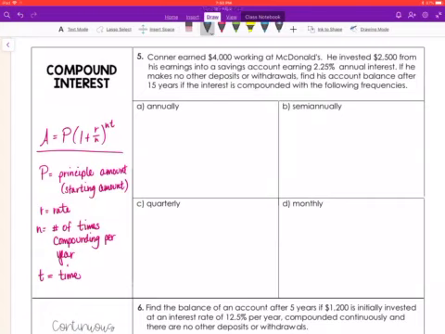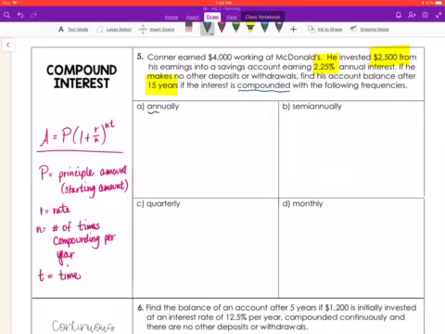So when I look at number 5, it says Connor earned $4,000 working at McDonald's. He invested $2,500 from his earnings into a savings account, earning 2.25% annual interest. If he makes no other deposits or withdrawals, find his account balance after 15 years if the interest is compounded with the following frequencies. So the thing is that he's earning 2.25% annual interest, but it's still being compounded so many times per year.